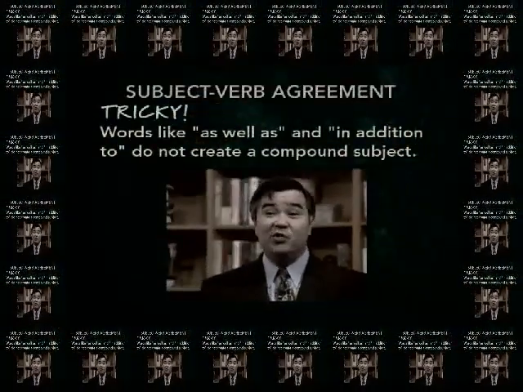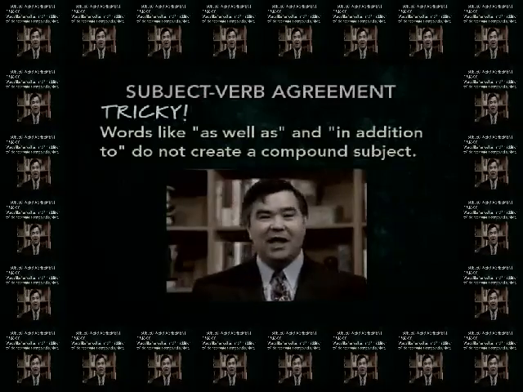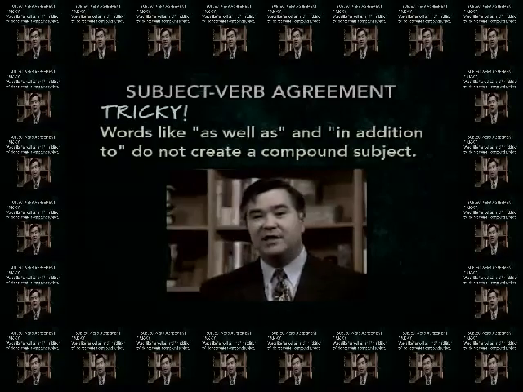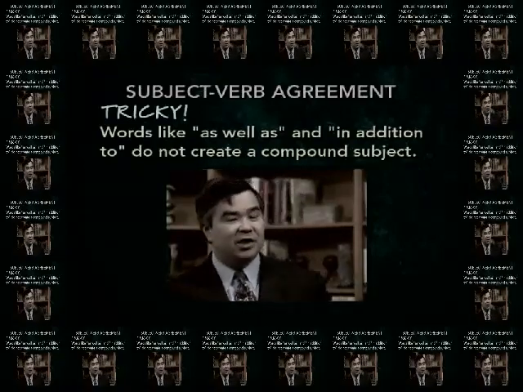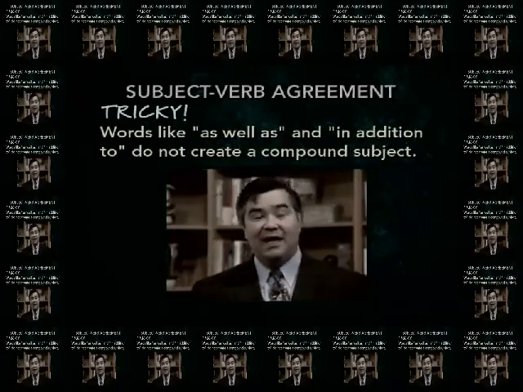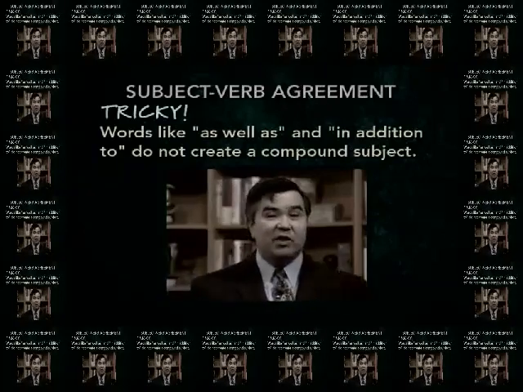We've been talking about compound subjects quite a bit. Here's another somewhat tricky or misleading situation that many students get wrong. Words like as well as and in addition to do not create a compound subject. Now, you might think that words or phrases like as well as and in addition to should be grammatically the same as the word and. After all, they mean much the same thing. But grammatically, they are treated differently.